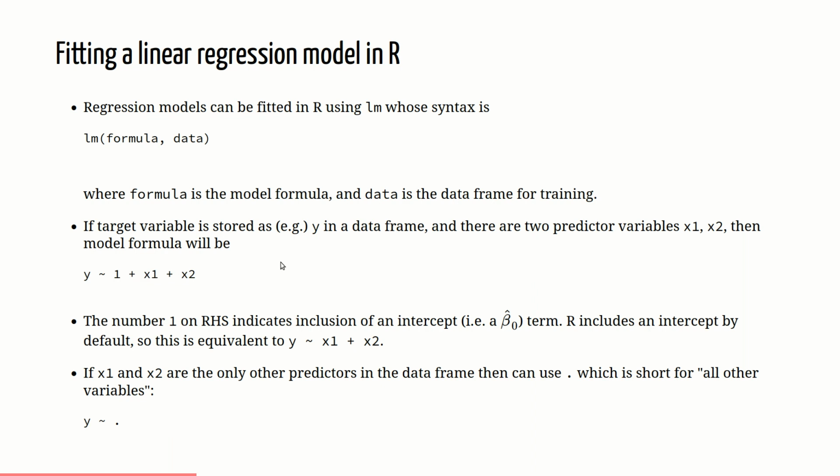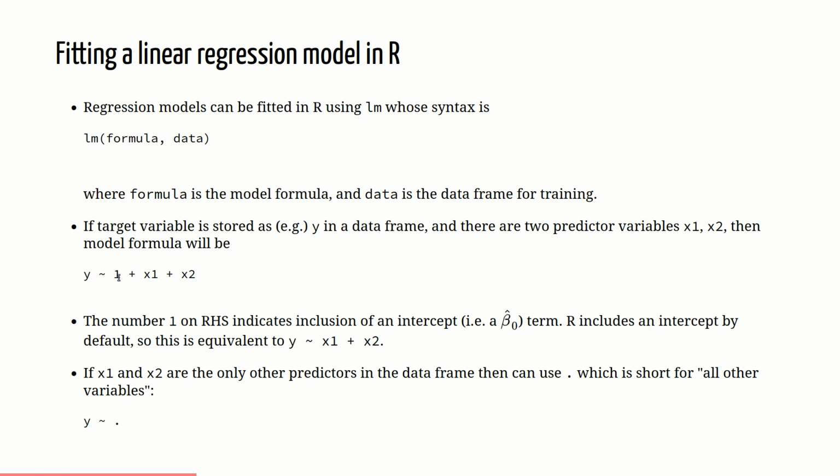So we're assuming that the target variable is y, a column called y in the data frame, and we've got other columns x1 and x2. Then the formula will be like this. This is essentially the same as the linear regression formula, except we've dropped the coefficients. So there's a beta 0 times 1 plus a beta 1 times x1 plus a beta 2 times x2.